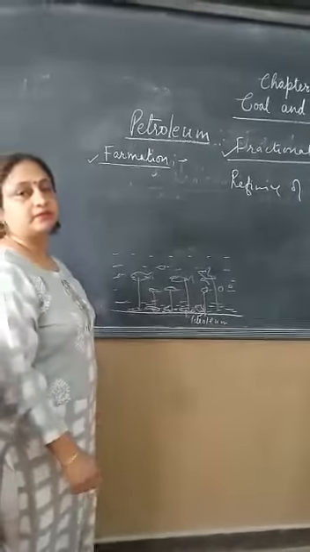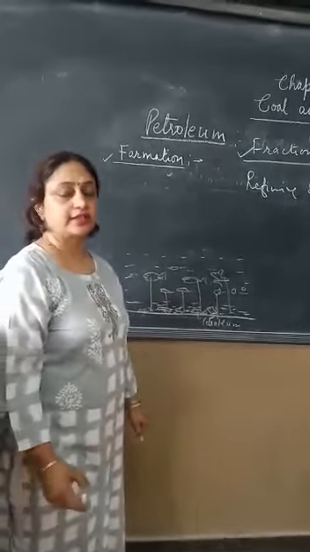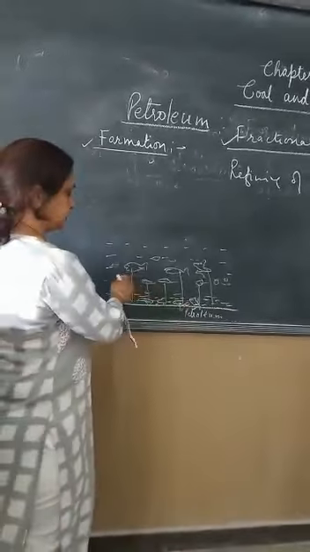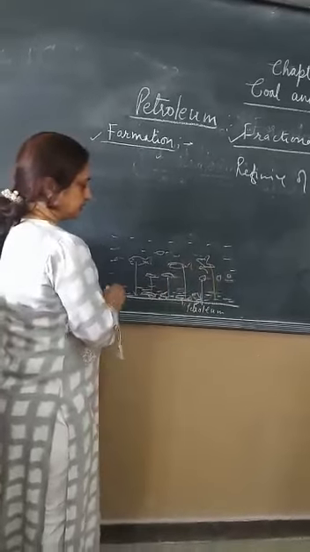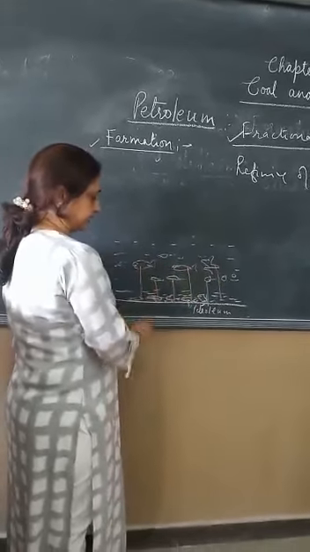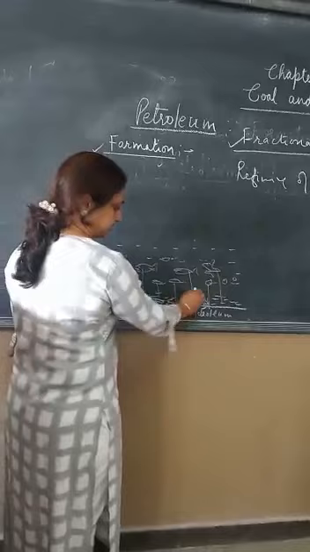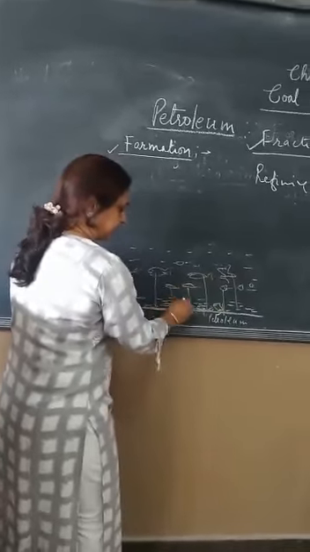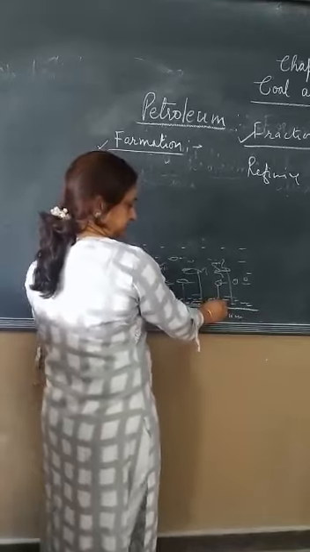Petroleum is formed from the dead animals in the sea. We know that in the sea, so many animals are there. So when these animals die, they settle at the bottom of the sea. See, this is the bottom of the sea. When these animals die, they settle at the bottom of the sea.